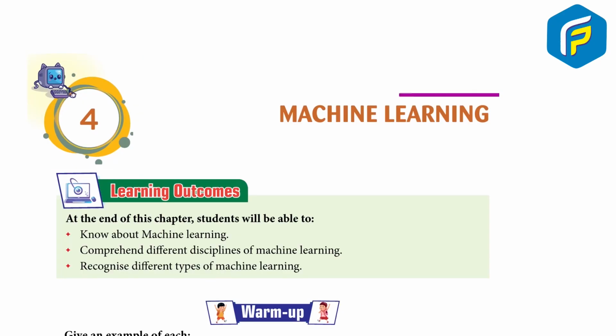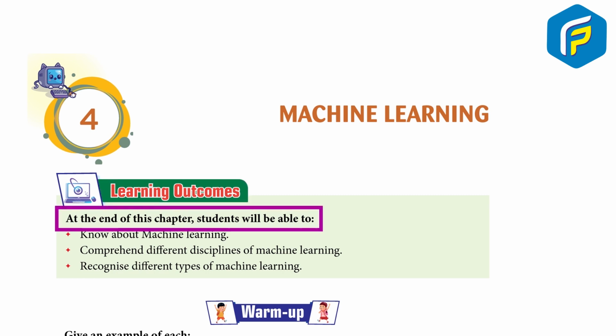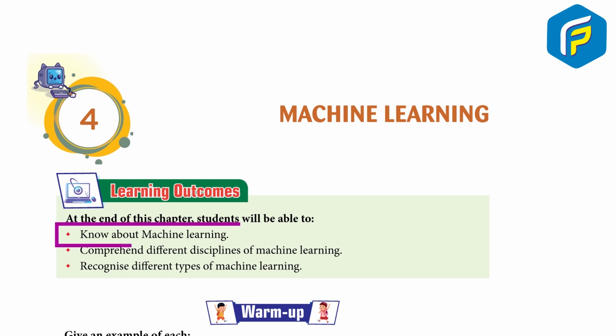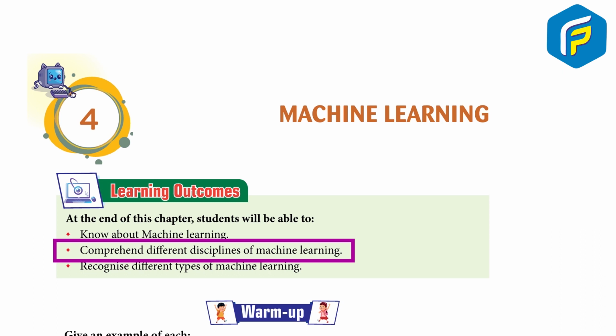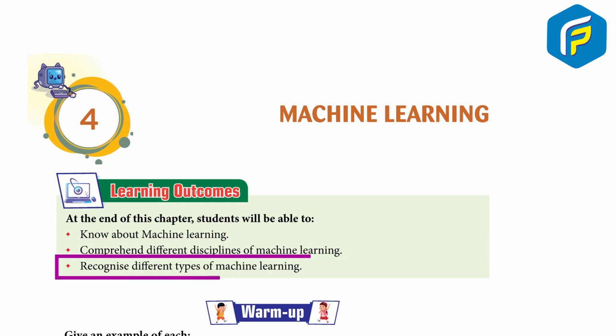Chapter 4: Machine Learning. Learning Outcomes. At the end of this chapter, students will be able to know about machine learning, comprehend different disciplines of machine learning, and recognize different types of machine learning.